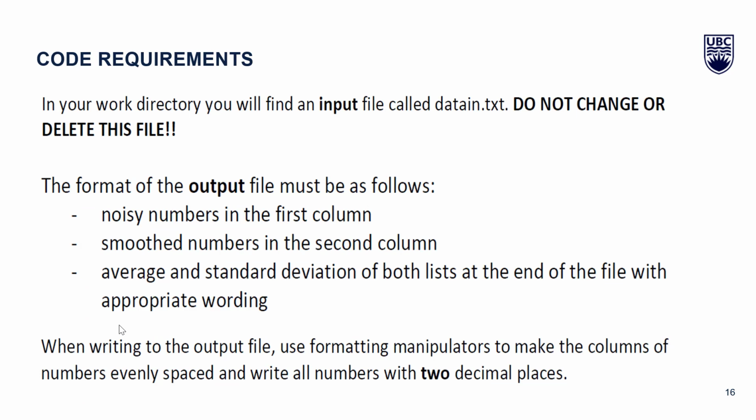In your work directory in Vocareum, you will find an input file called data.in.txt. Don't change or delete this file, okay, as you will use this file in your program. The format of the output file must be as follows: the noisy numbers in the first column, smoothed numbers in the second column, and the average and standard deviation of both lists at the end of the file. You can see an example given to you in your lab manual and follow this example, okay?